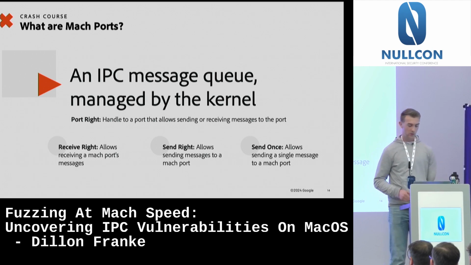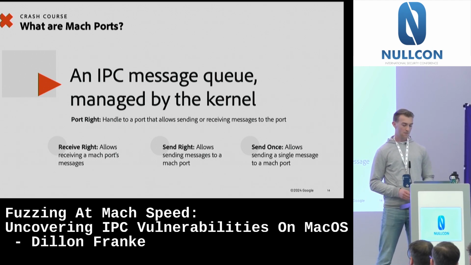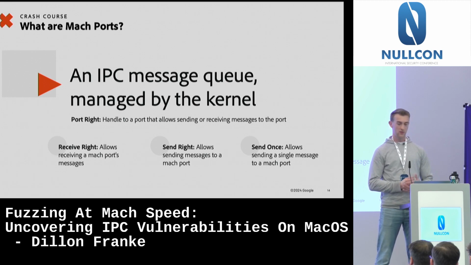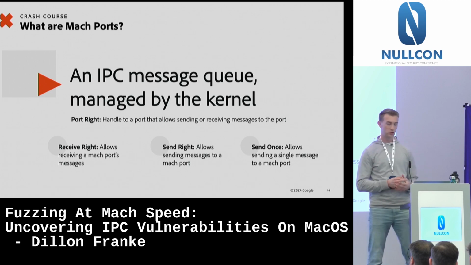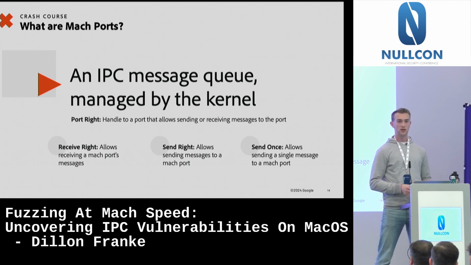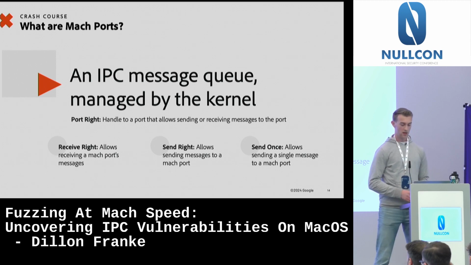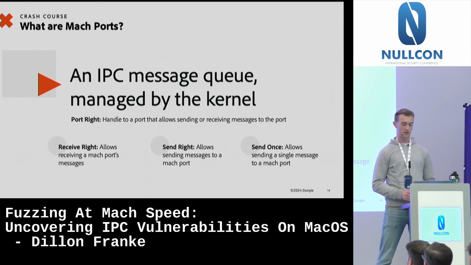So let's talk a little bit more about how this Mach IPC mechanism works. It is an IPC message queue that is managed by the kernel. So the kernel is in charge of taking in messages and then distributing them to the proper subscribers. And there's this notion of port rights, which is a handle to a port that allows sending or receiving messages to the port. So first is a receive right that allows receiving a Mach port's messages. There's also a send right, which allows sending messages to a Mach port. And there's also this notion of a send once right, which allows sending a single message to a Mach port.